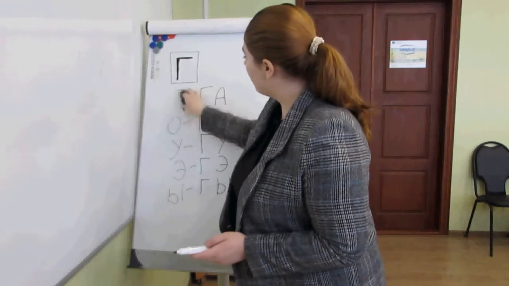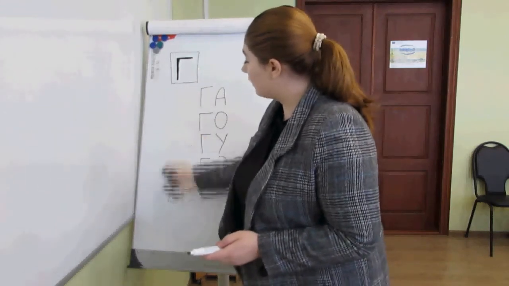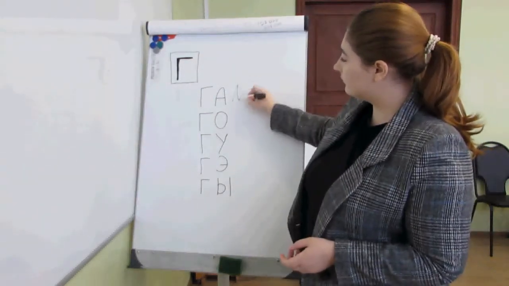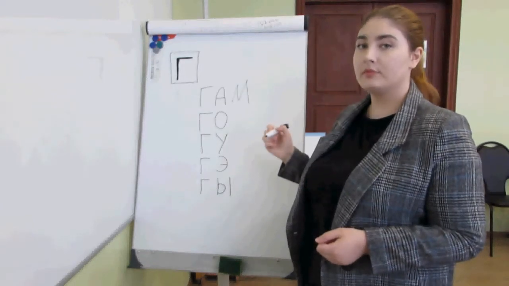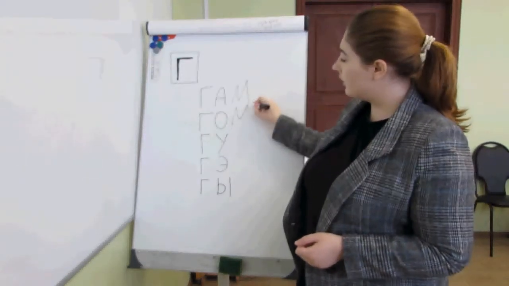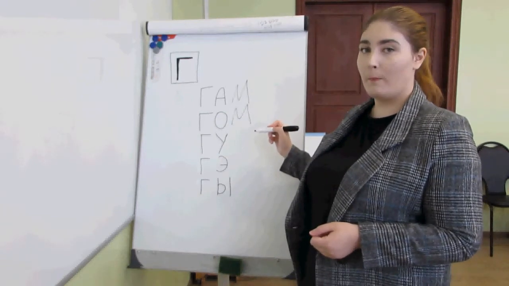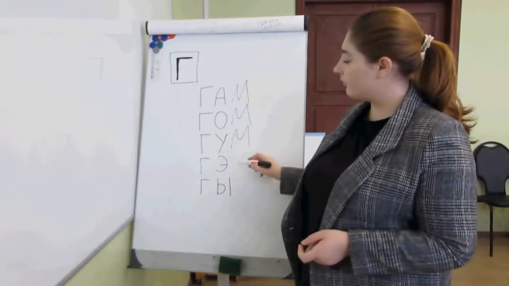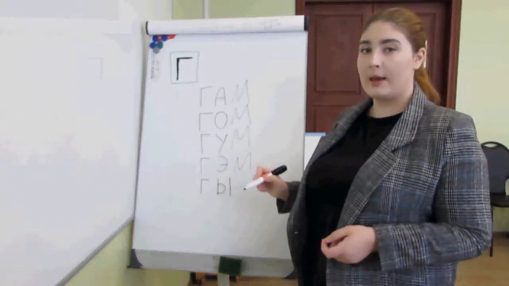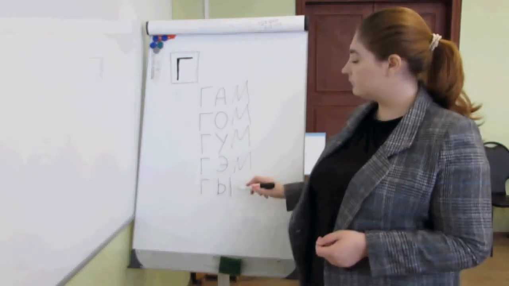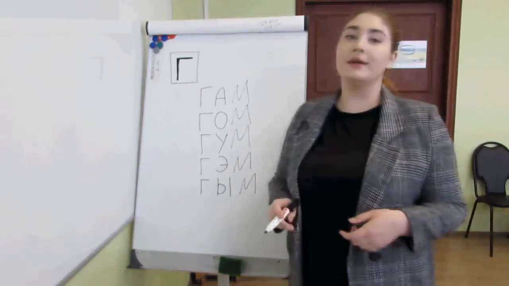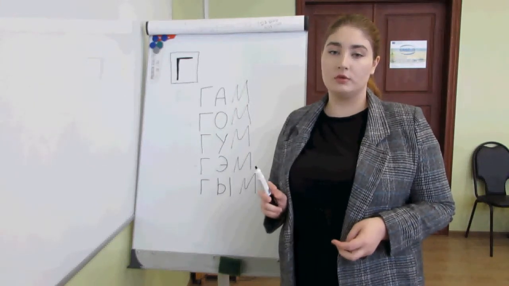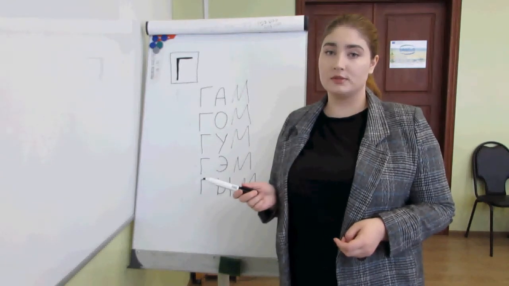And now we are going to add consonants after our syllables. Gum, gum, gom, gom, gum, gum, gem, gem, and gim, gim. Now you can stop the video and repeat.